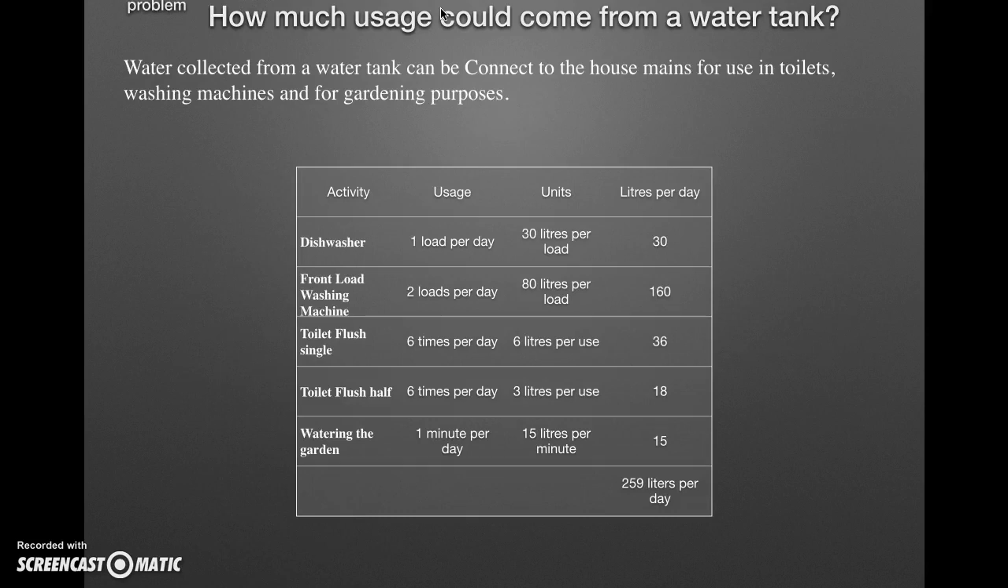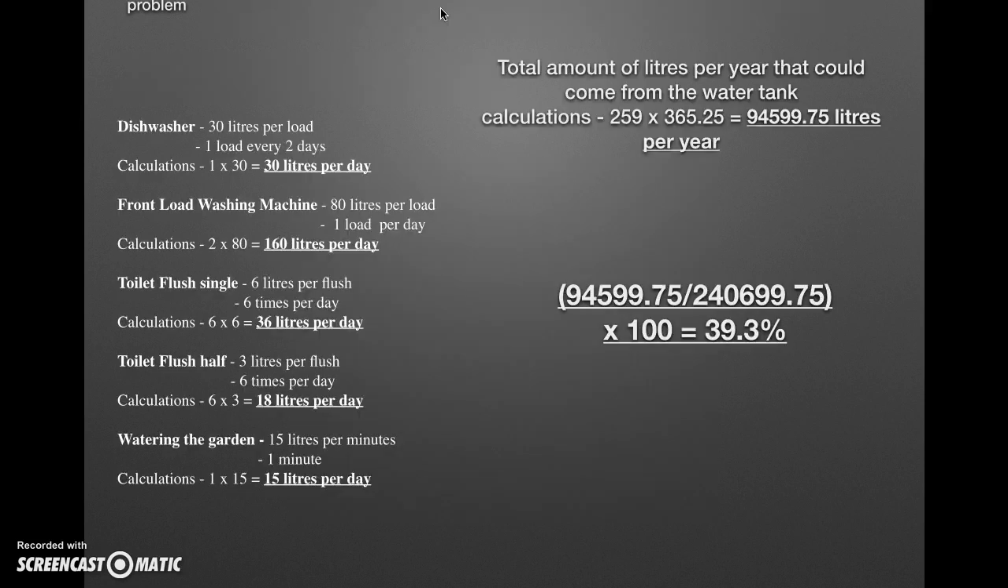Water collected from a water tank can be connected to the house main for use in toilets, washing machines, and for gardening purposes. Using the same information from our last table, but only using the relevant usages: toilets, washing machines, dishwashers, and gardening, we can calculate how much of our water usage can come from water tanks per year. Using the same method as before, we can calculate our total daily usage that could come from a tank and then times it by 365. By doing this, we get our potential usage that could come from a water tank.